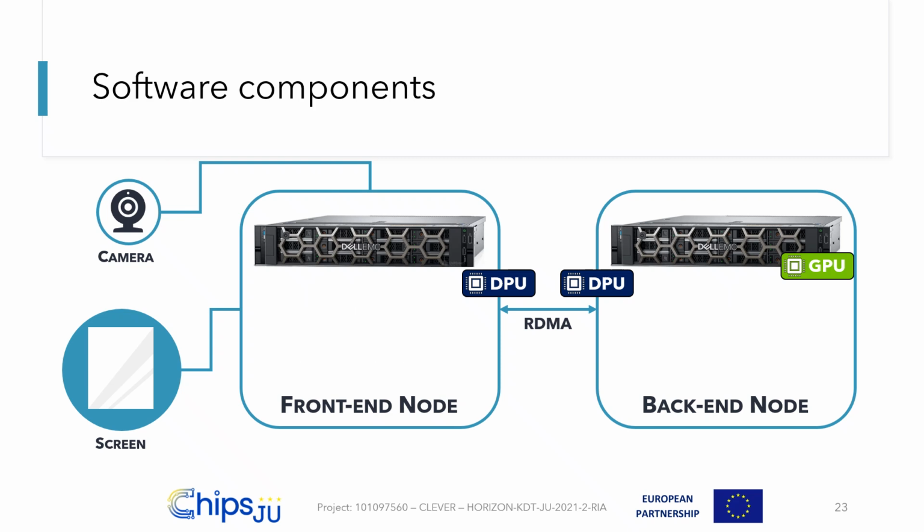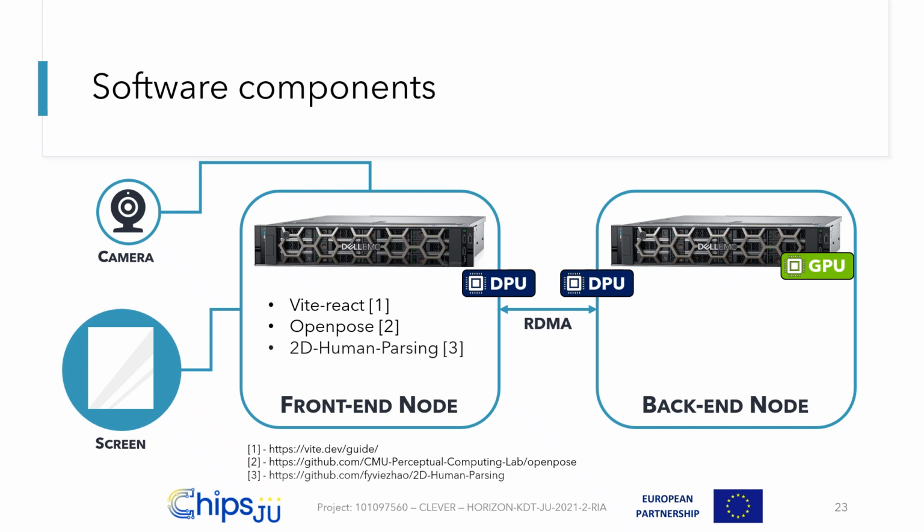About the software components of this demonstrator, the web application has been developed using ReactJS. Users' images are processed using OpenPose to assess their posture and recognize body keypoints. A 2D human parsing algorithm is used to create body mappings. All these components leverage GPU-related libraries, thus they exploit the GPU virtualization service provided by gVirtuS.